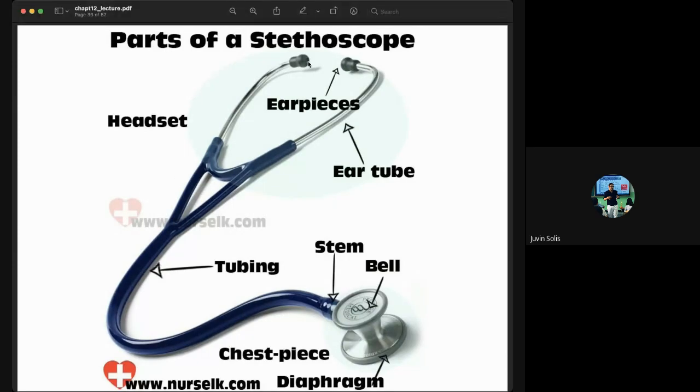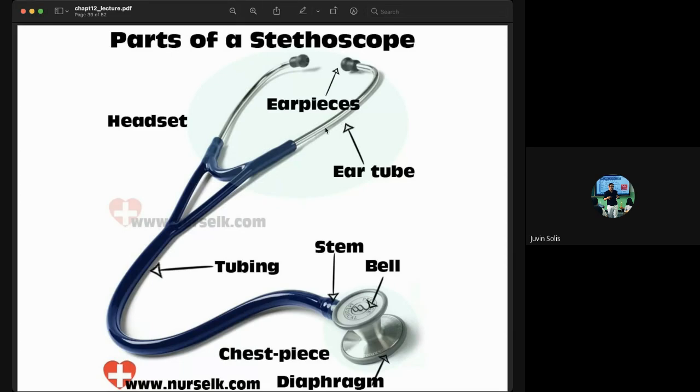Maybe some of you here are already using this one. I think Atria is using this one already. She's working in the hospital. So the stethoscope here, the upper part where you put on your ears, that is what we call your earpiece. Okay, this one is removable. You can clean that one up. Okay, and then here, this is what we call your ear tube.